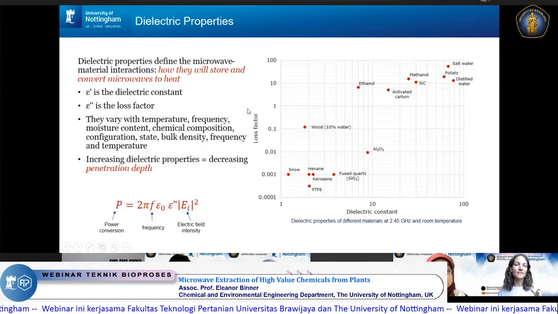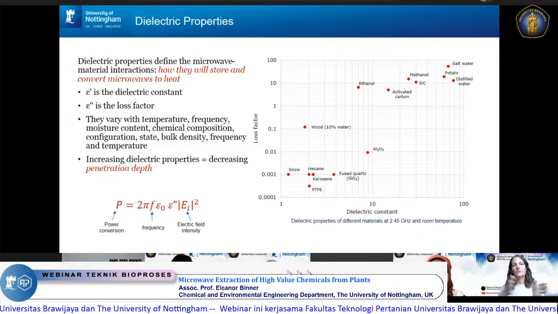This is great, obviously, for some reasons, and you'll see in a moment why. But with increasing dielectric properties, we have decreasing penetration depth. If you've ever tried to heat mashed potato up in your microwave, although it should heat throughout the whole material, and many people say microwaves heat from the inside out, that's because they heat directly throughout the bulk of the material. However, potatoes have such a high dielectric loss that the microwaves only get about a centimetre into it.